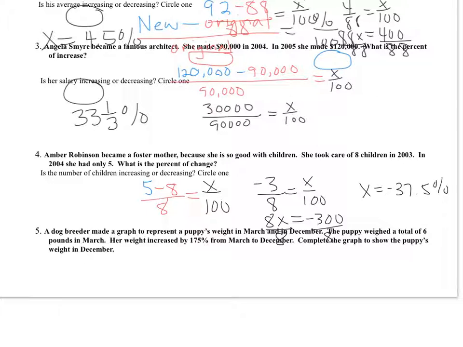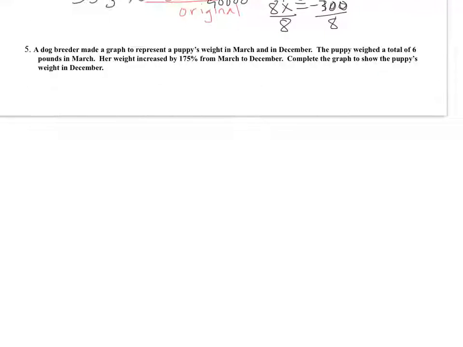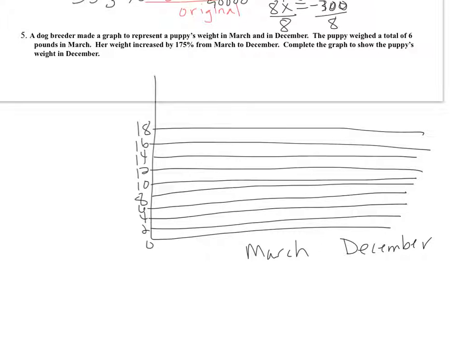Okay, and the last one, it says a dog breeder made a graph to represent a puppy's weight in March and in December, and then the puppy weighed a total of 6 pounds in March. Her weight increased by 170% from March to December. Complete the graph to show the puppy's weight. There's my rough sketch of the graph that's already on your homework. This time they are giving you the percentage. So we need to calculate by how many pounds this increased and graph it.